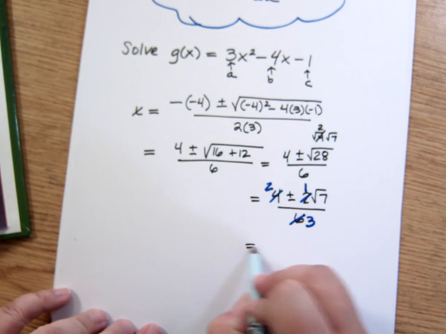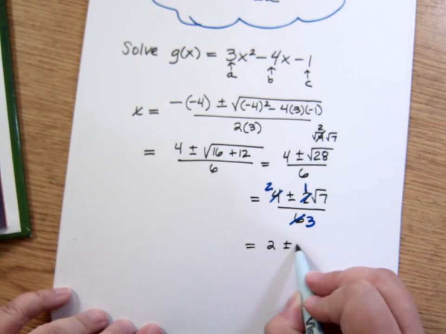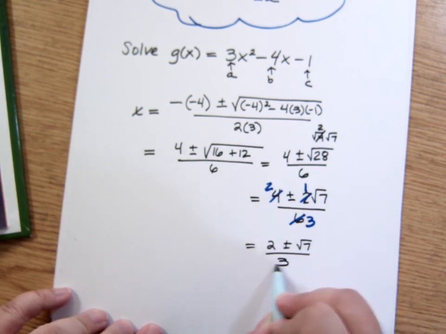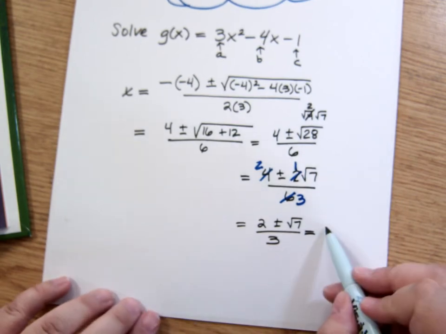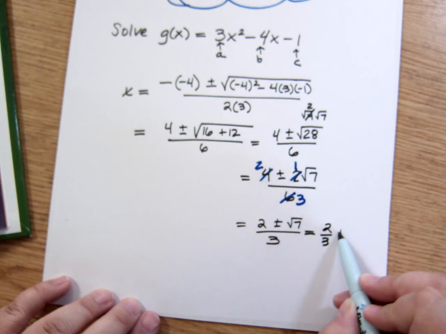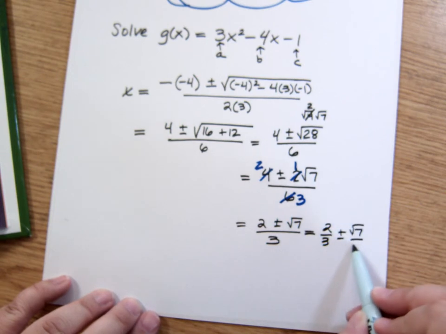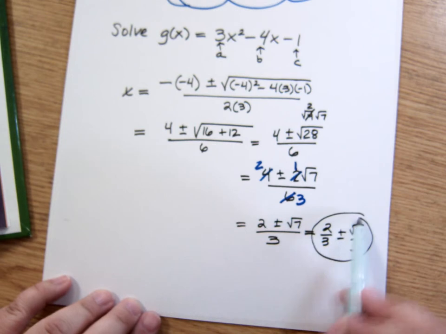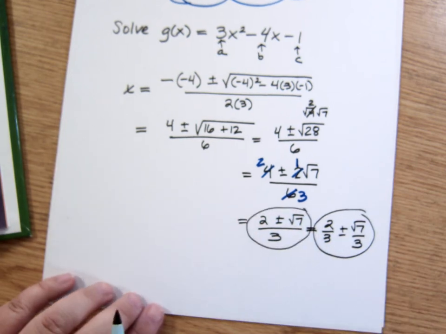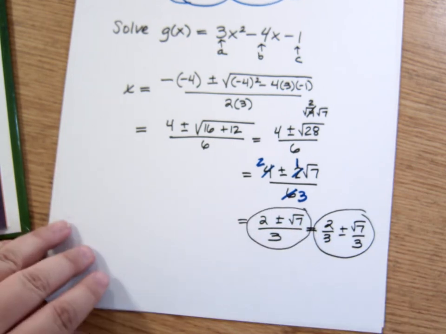So we have 2 plus or minus 1 times the square root of 7 over 3. Another way that could be written, especially on a multiple choice test, you never know how you're going to see it, is 2 over 3 plus or minus square root of 7 over 3. Those two things mean the same exact thing. So this is your answer or this is your answer, whichever way it's given in the answer choices.